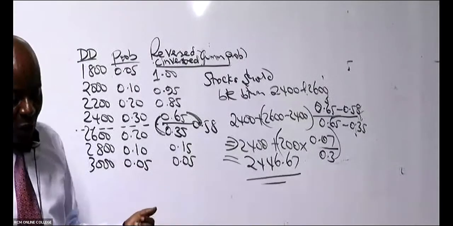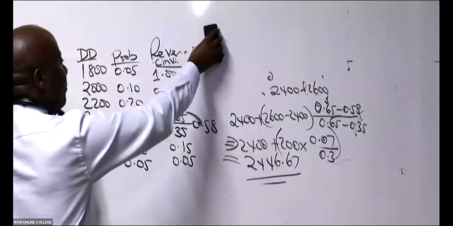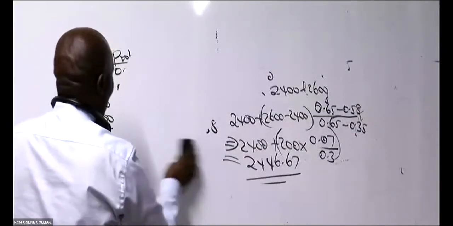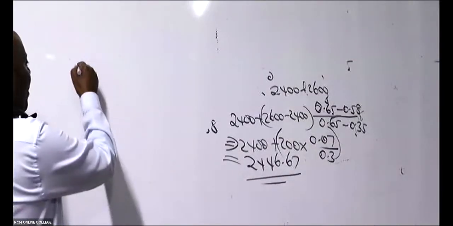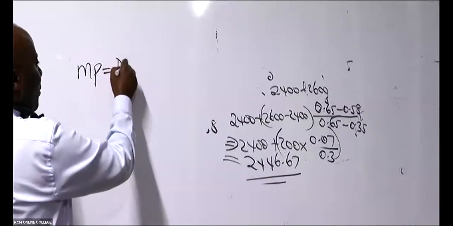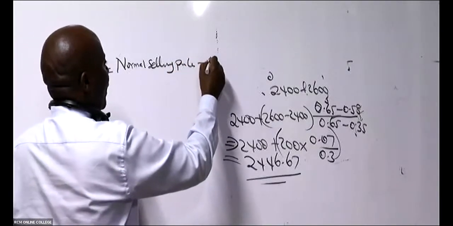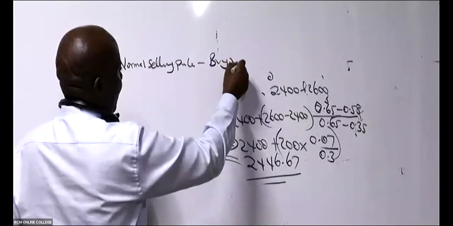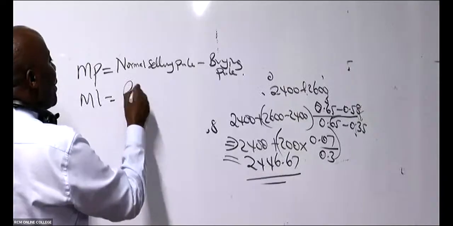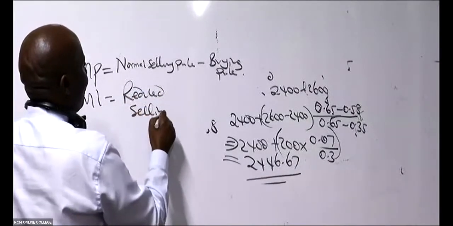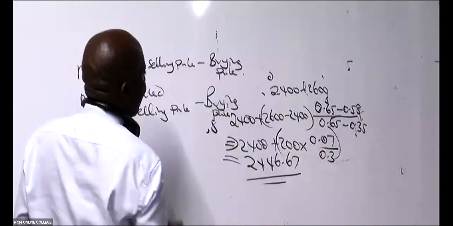There's a ninja up there who asked how we got the 35. If you allow me, I'll show how we got this marginal loss and the marginal profit. Marginal profit is the normal selling price minus our buying price, which never changes. When you talk of marginal loss, this will be the reduced selling price minus our normal buying price, like that.